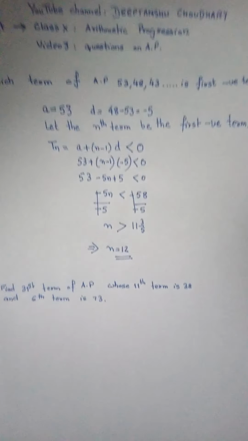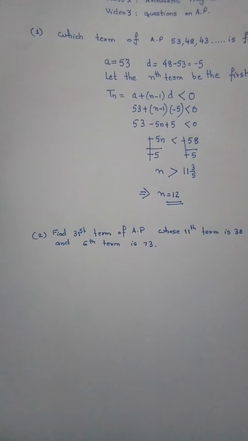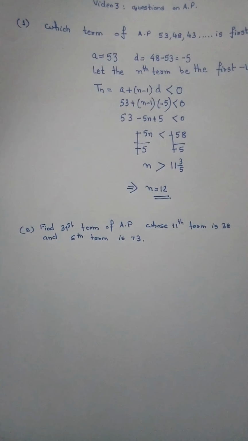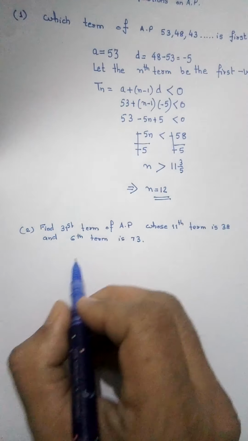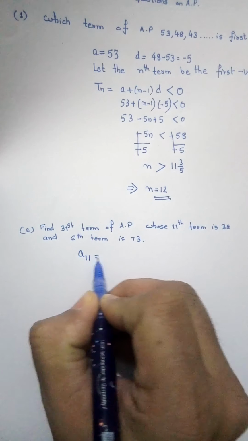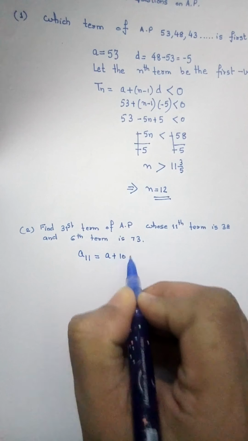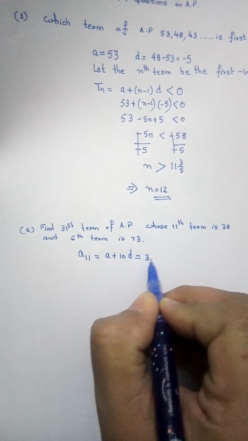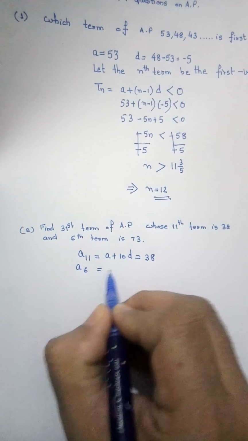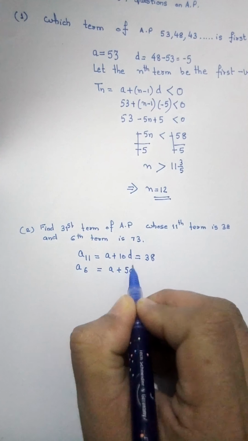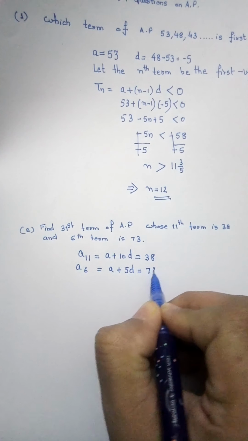Okay, let us do one more question. You have to find the 31st term of an AP, whose 11th term is 38. So the 11th term is A11, that is A plus 10D, whose value is given as 38. And A6, the 6th term, is A plus 5D, given as 73.